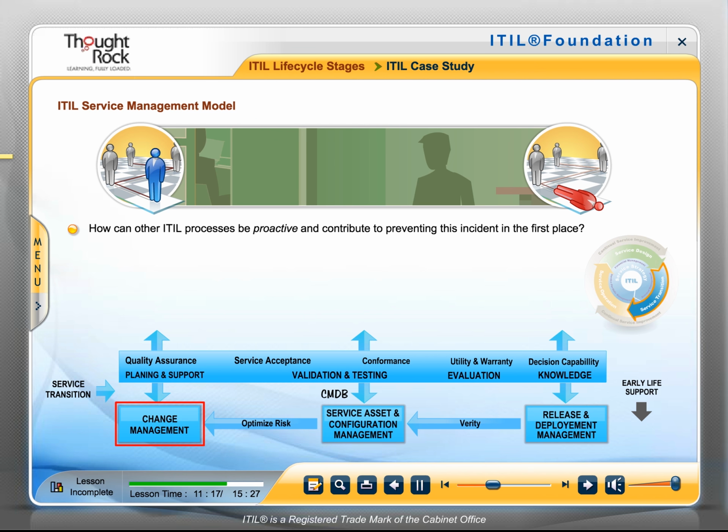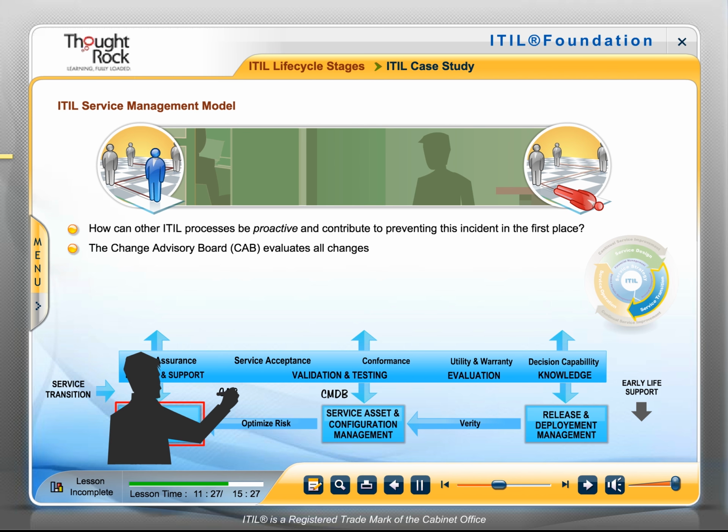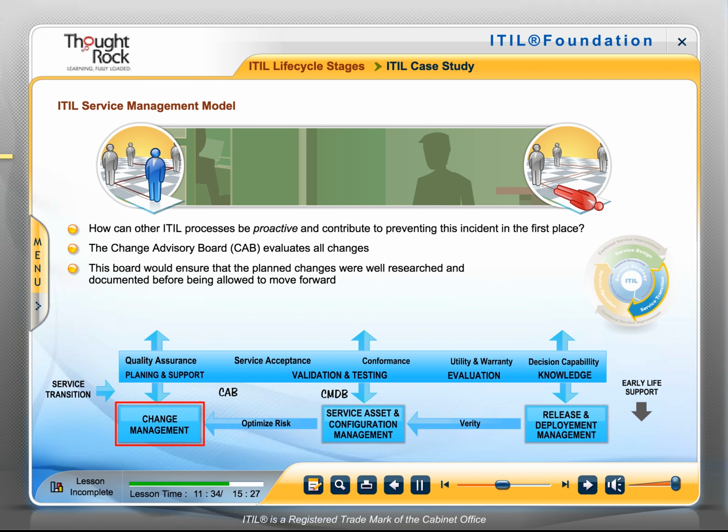How can other ITIL processes be proactive and contribute to preventing this incident in the first place? A benefit from the change process is that all of the changes would have been evaluated by a board called the Change Advisory Board. That would have happened several weeks in advance. This board would have been a critical check along the way to ensure that the planned changes were well researched and documented before being allowed to move forward. There may have been questions raised from the start that would have prevented the failed change.